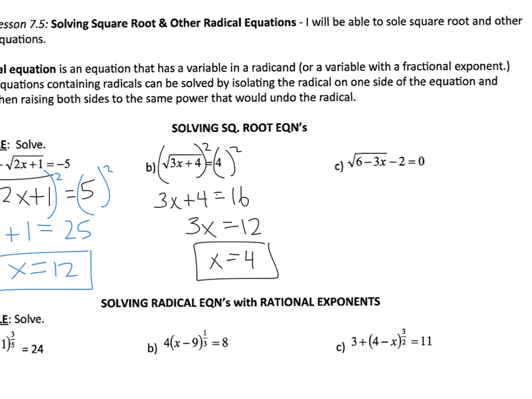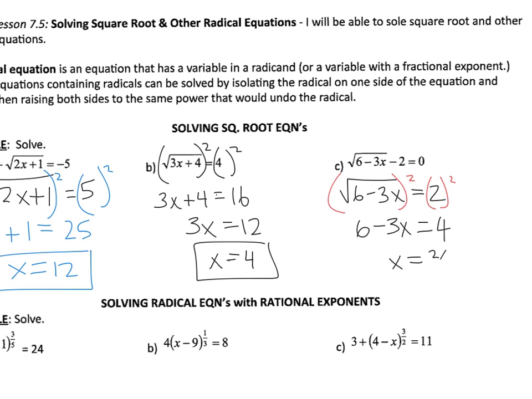And then over here, this negative 2 is not underneath the square root, so I'm going to add 2 to each side. So I'm going to have the square root of 6 minus 3x equals 2. And then once I square both sides, I'm going to have 6 minus 3x equals 4. And then I'm going to end up with x equals 2/3.